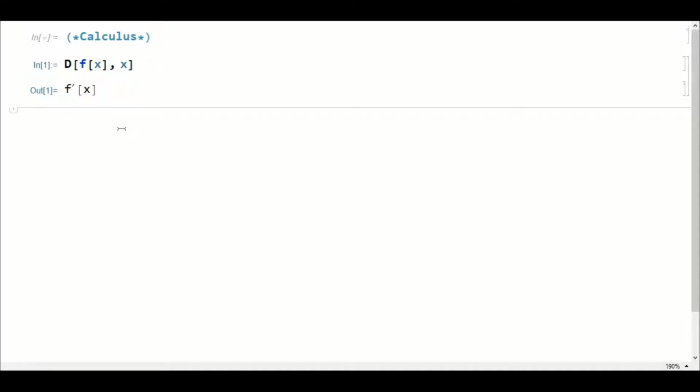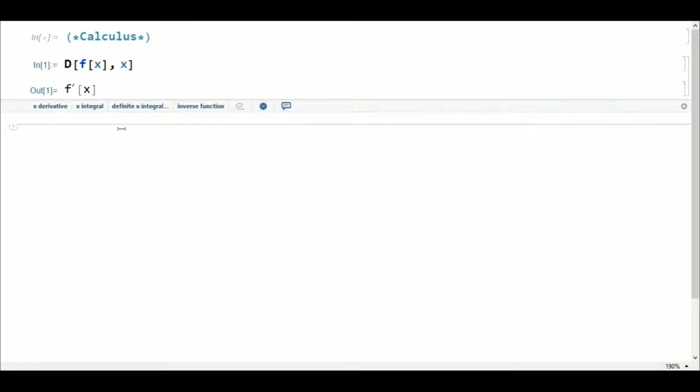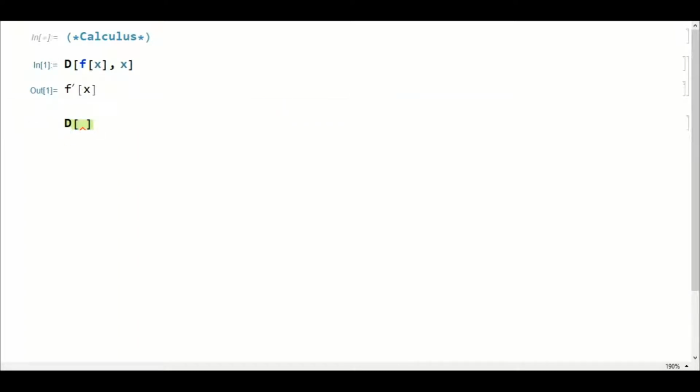Suppose I want to do nth order differentiation. Suppose I am not interested in df by dx, but in d square f by dx square or d cube f by dx cube. So the general syntax is like this: capital D of a function f of x, comma, in a curly bracket you write x, comma, the order of differentiation which you want. So you replace x with curly bracket x comma n. N stands for the order of differentiation.